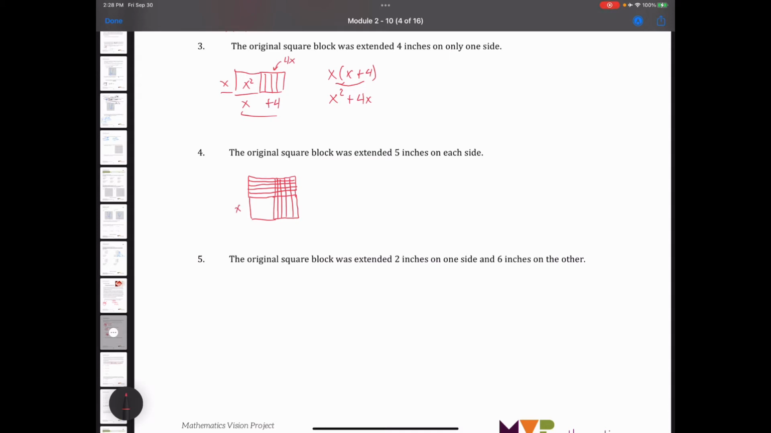So I have x by x, and then plus 5, plus 5. So 5 x's on either side. So in terms of the side lengths, it's x plus 5 times x plus 5. Now at this point, you should see that's the same thing. If it's the same thing, what is something times itself? Well, it's just that thing squared. So x plus 5, quantity squared. That's an easier, simpler way to write that.